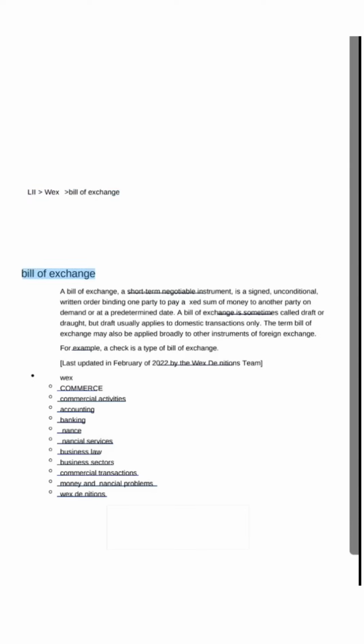Bill of exchange. A bill of exchange, a short-term negotiable instrument, is a signed, unconditional, written order binding one party to pay a fixed sum of money to another party on demand or at a predetermined date. A bill of exchange is sometimes called a draft, but draft usually applies to domestic transactions only. The term bill of exchange may also be applied broadly to other instruments of foreign exchange. For example, a check is a type of bill of exchange.